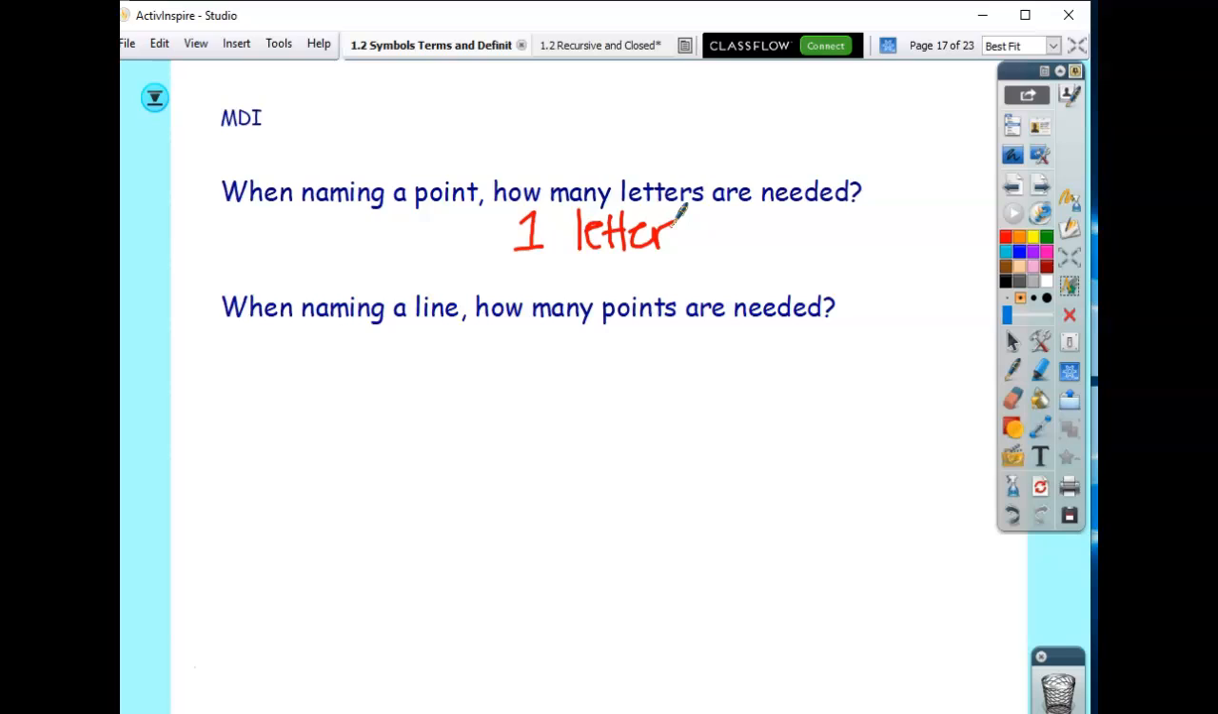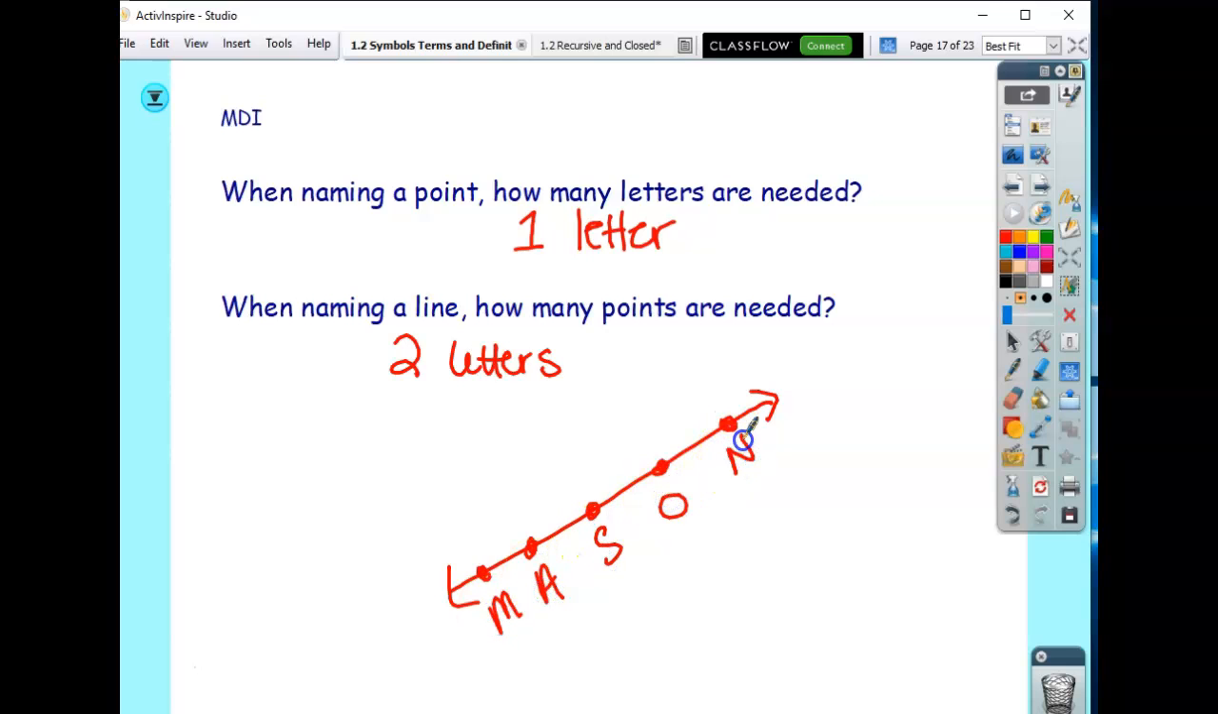When you're naming a line, how many points or how many letters are needed? You need 2. And it can be any number of points on that line, and they can be in any order. So for example, if I have 5 points on the line, I'm not going to call this line M-A-S-O-N. I am not going to call it line M-S-N. I'm not even going to call it line M-O-N.